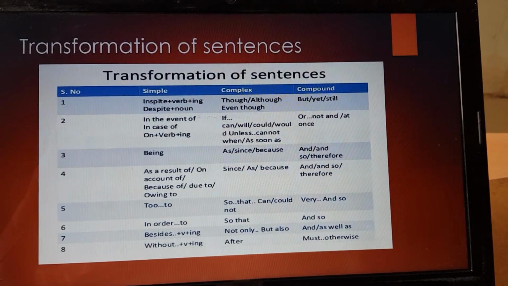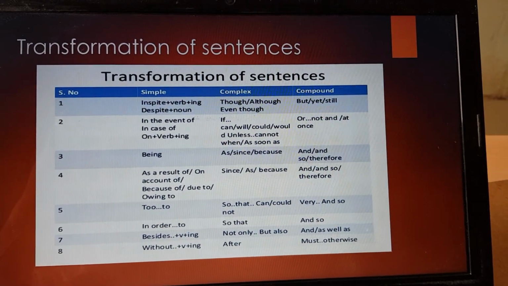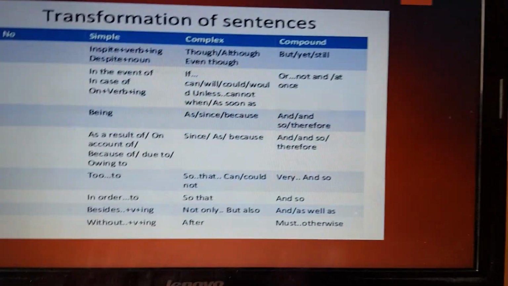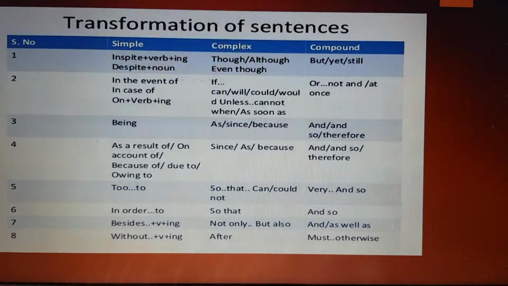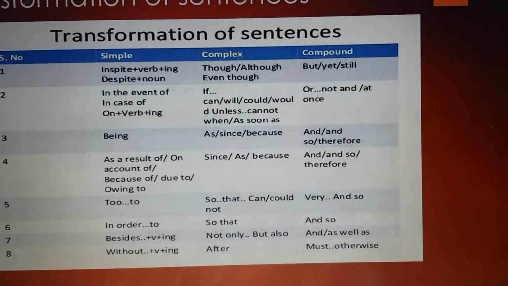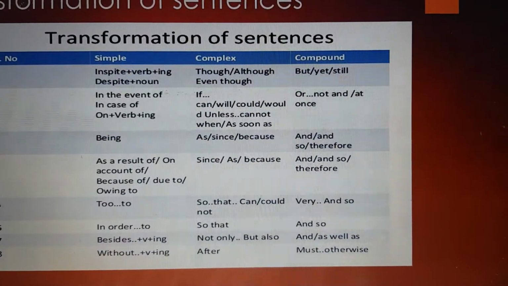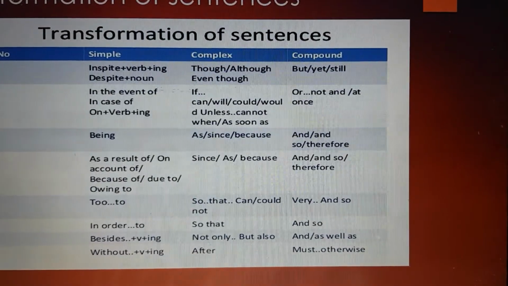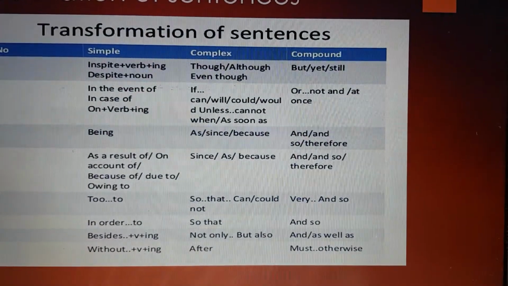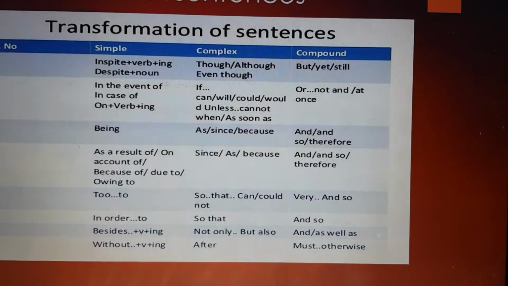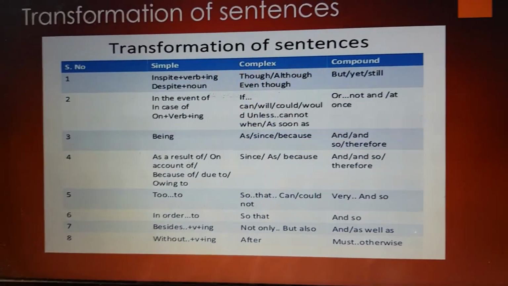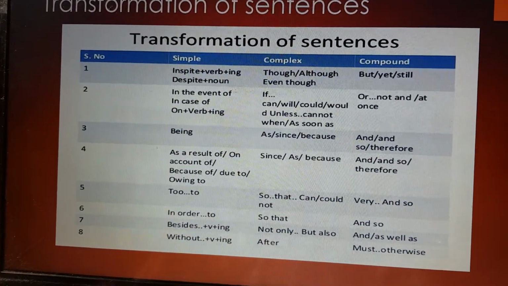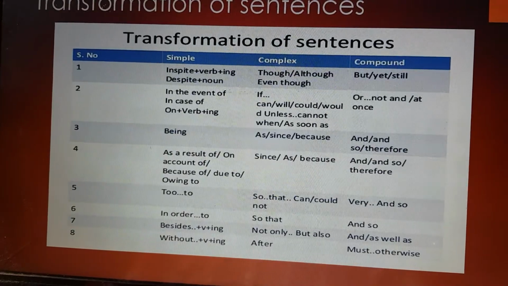So being is a marker that you can find only in a simple sentence. You can also have "too". This ice cream is too cold to eat, and you can transform that into a complex sentence: this ice cream is so cold that I could not eat it. So you can do that. And in order to be successful in transforming these sentences, you need to memorize these things.